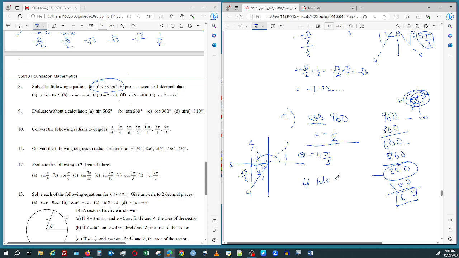These are the things you need to do. 4 lots of pi on 3. That's lots of. Times is lots of. That's why I write it this way.